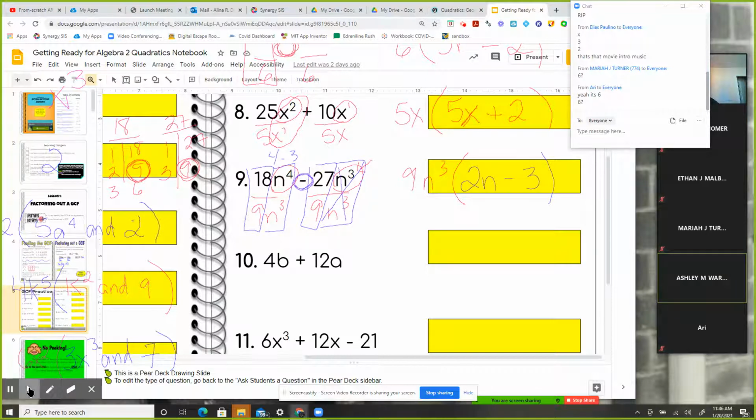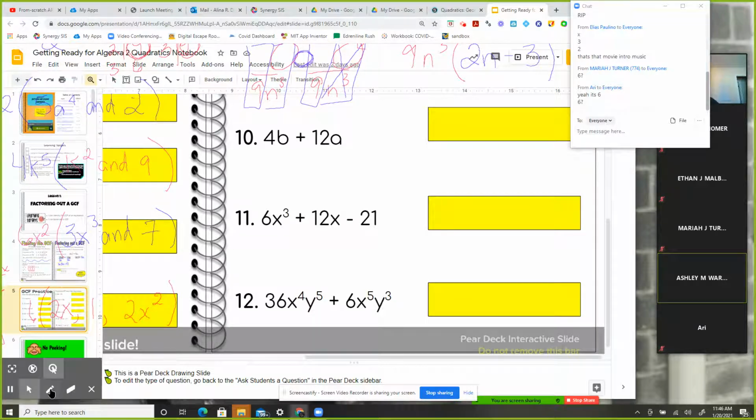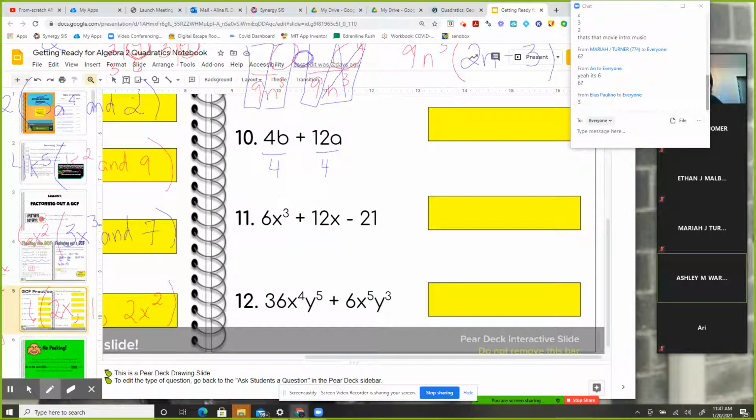The next one looks easier, but sometimes those easy problems will trip you up. So don't overthink it. What can I take out of 4b and 12a? No, it is absolutely 4. You got it. Are there any variables that they have in common? I've got a b in the first term and an a in the second term. So do they have anything in common? No. And I know exactly why Elias said 3, because 3 is the answer to 12 divided by 4, right? So the 4 is our greatest common factor. It goes on the outside.